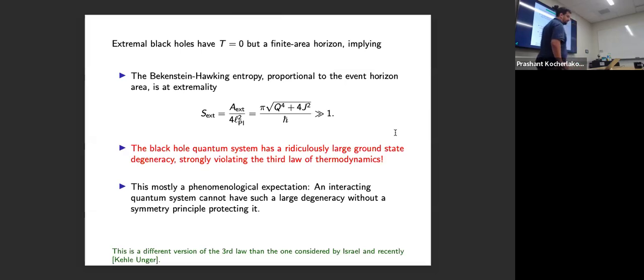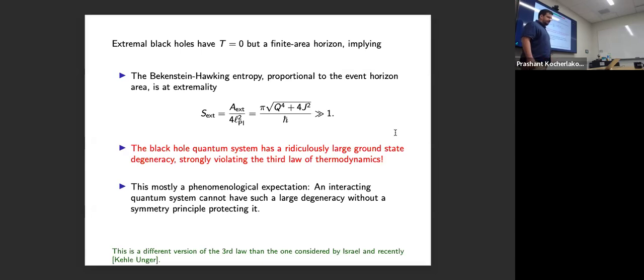Let me describe the first puzzle. It's a violation of the third law of thermodynamics. So extremal black holes have zero temperature, but a finite area horizon. And this implies that if you compute the Bekenstein-Hawking entropy, which is proportional to the area of the event horizon in Planck units, at extremality it becomes the area of the event horizon at extremality in Planck units, which depends on the charges in this way. It's non-vanishing and very large. So the black hole quantum system, if it exists, will have a ridiculously large degeneracy of its ground states, given by the exponential of this extremal entropy.